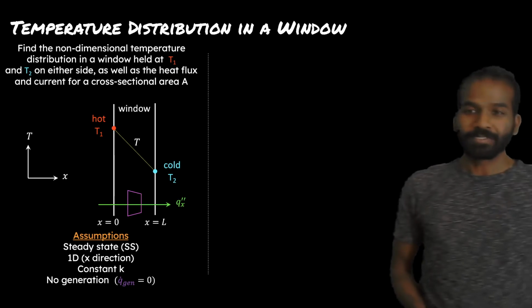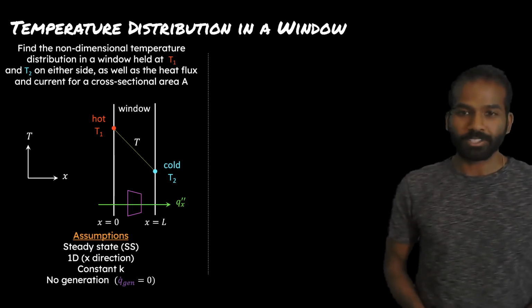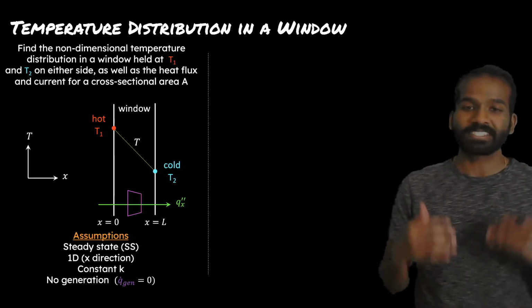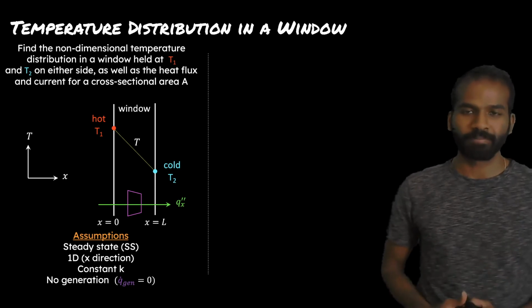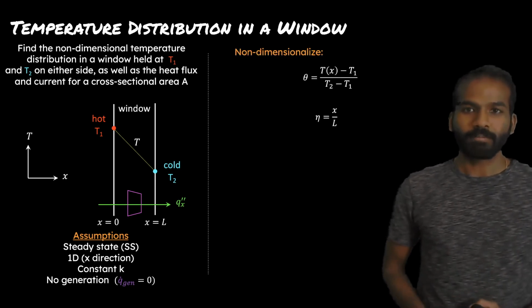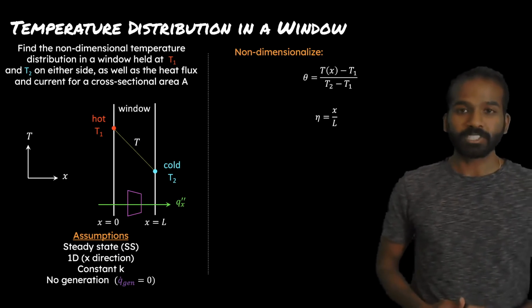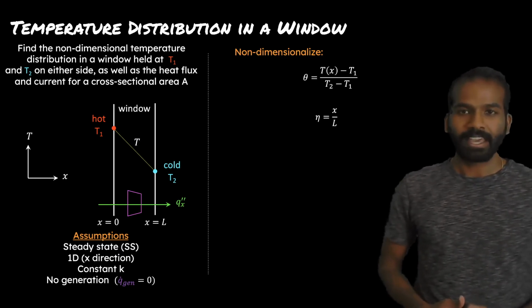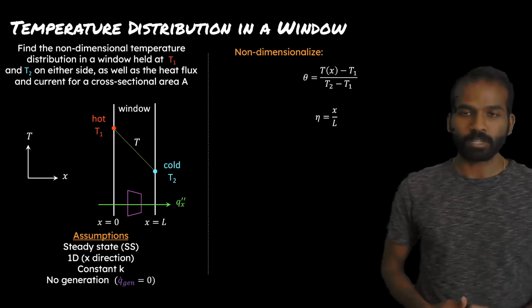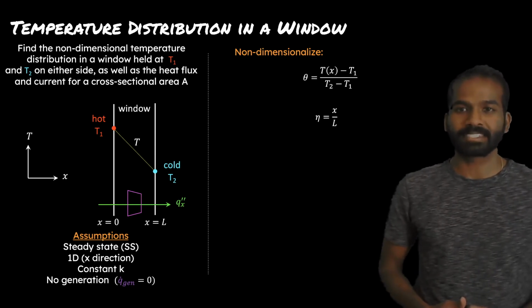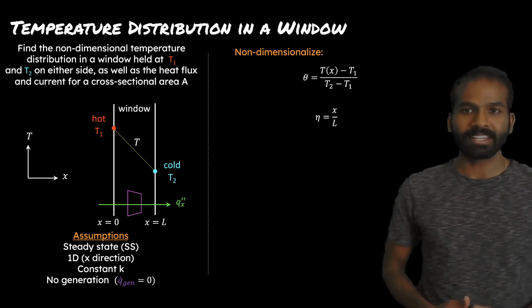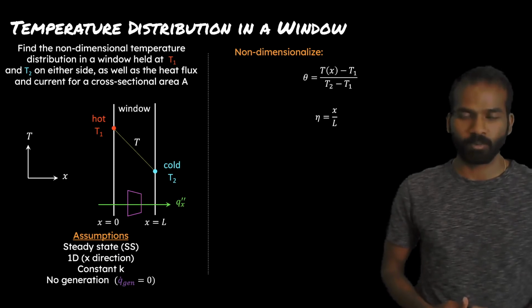It'll be useful to non-dimensionalize the equation that we just found. It'll help to simplify this equation even further. So we start out by defining dimensionless groups. We define a dimensionless temperature, theta, and we specify that theta equals T of x minus T sub 1 divided by T sub 2 minus T1.